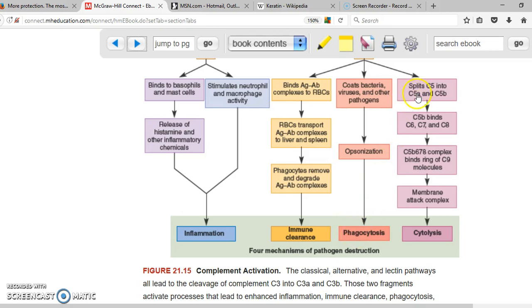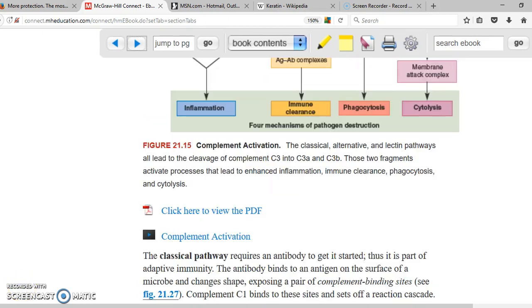The next one is the lectin attaches to the carbohydrates, right? And then obviously that's going to initiate cytolysis. In the case of cytolysis, the C3b is going to activate C5, C5 activates C6, C7, C8, and C9, and that's going to create a hole in the bacteria, and this hole will initiate the destruction of the cell by cytolysis. So again, the four steps are going to be inflammation, immune clearance, phagocytosis, and cytolysis.